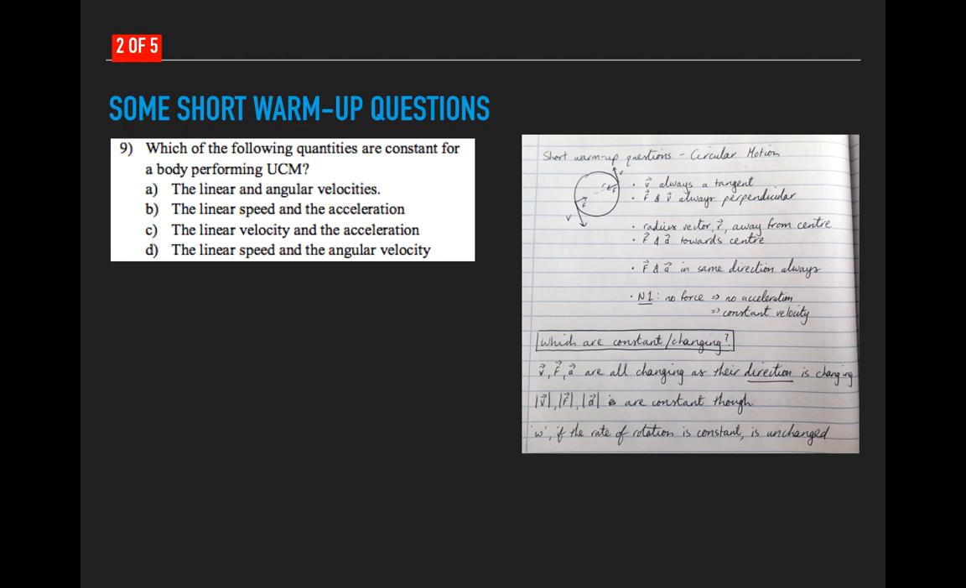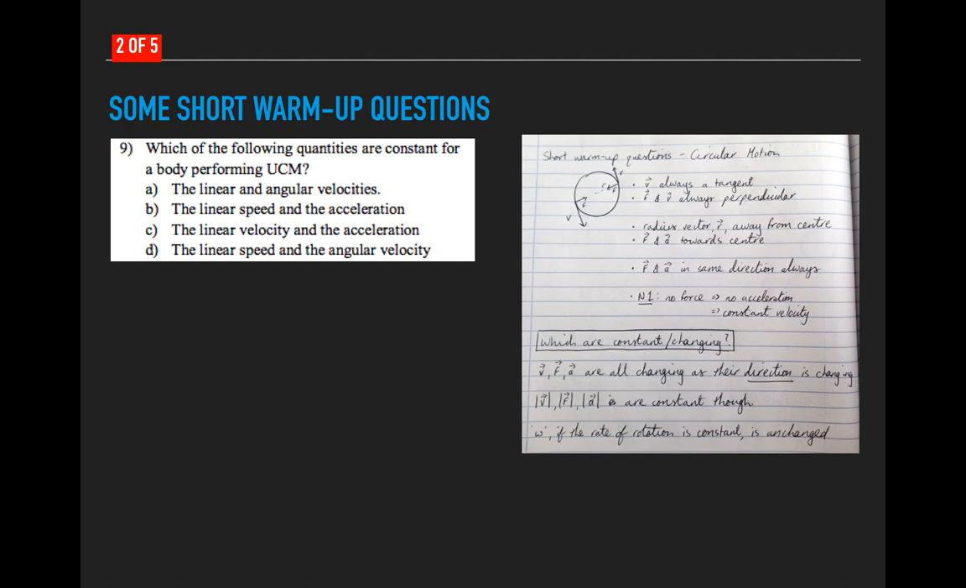All right, let's have a look at the right-hand side at the bottom. What are constants and what are changing? So the velocity vector, the force vector, and the acceleration vector are all changing direction. So they're all changing. The magnitudes of them aren't changing, however, so they're constant. So the linear speed is constant. The magnitude, or the size, of the centripetal acceleration and centripetal force aren't changing, so they're constant.